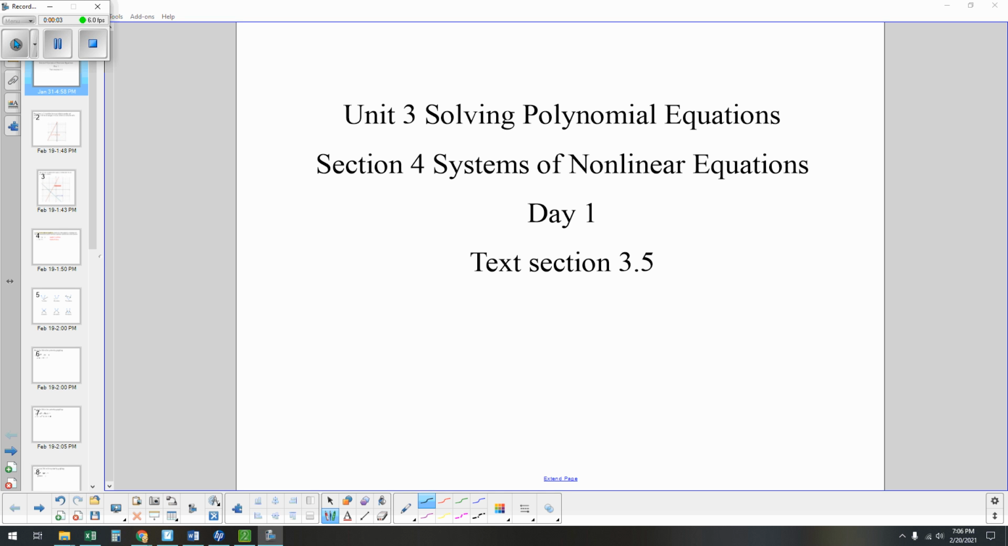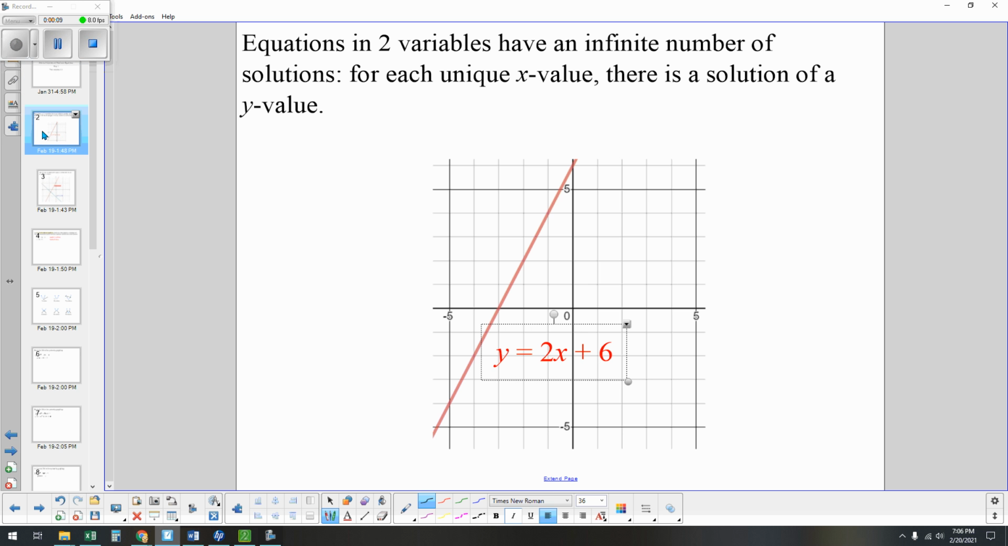This is Unit 3, Section 4. We're doing textbook Section 3.5. We're looking at systems of nonlinear equations. So before we get into that, first let's just talk about equations.